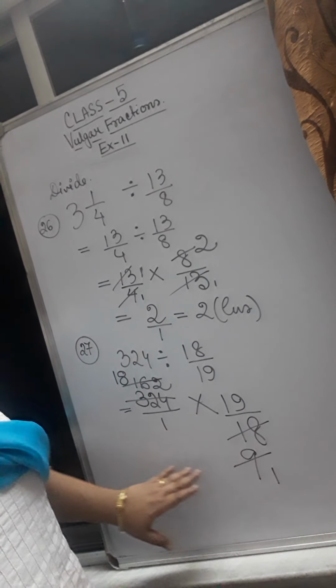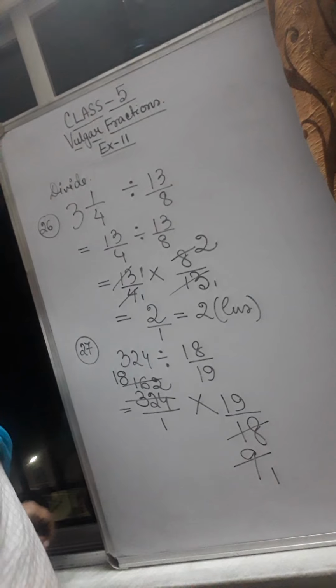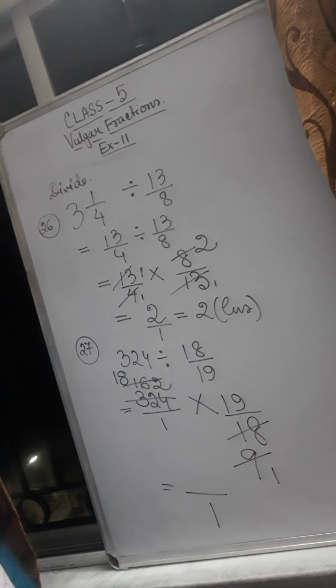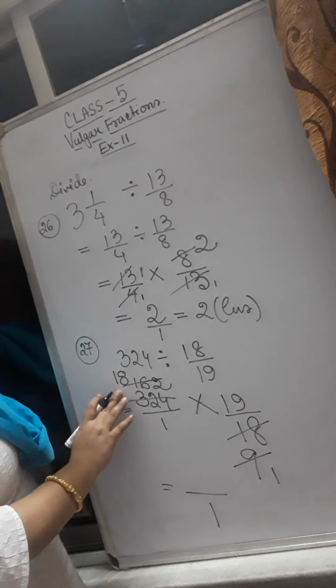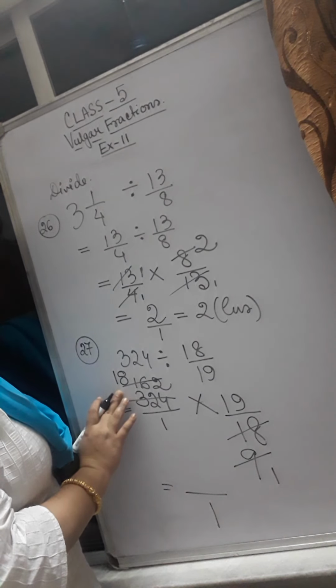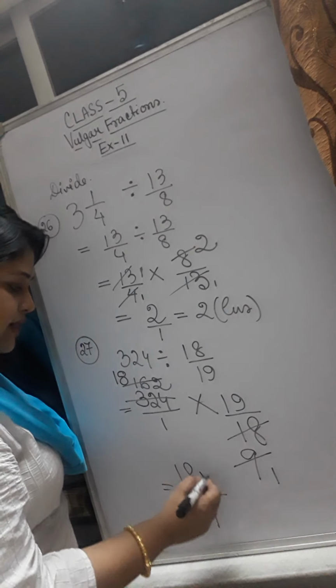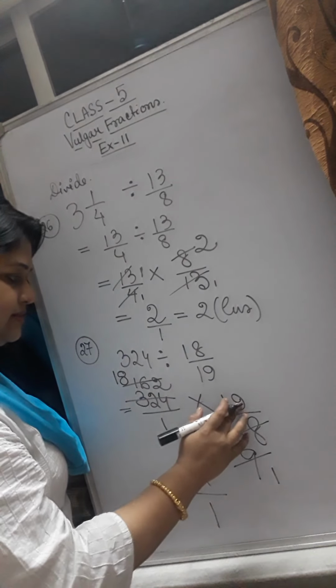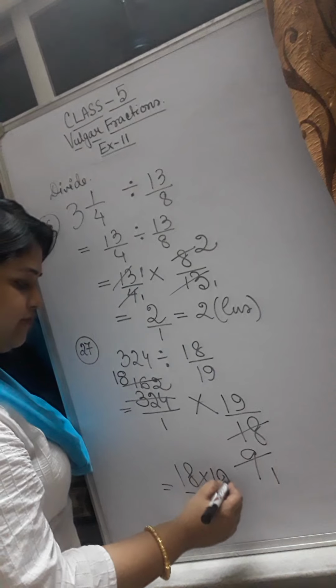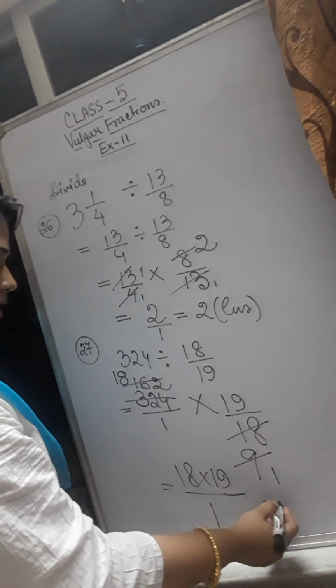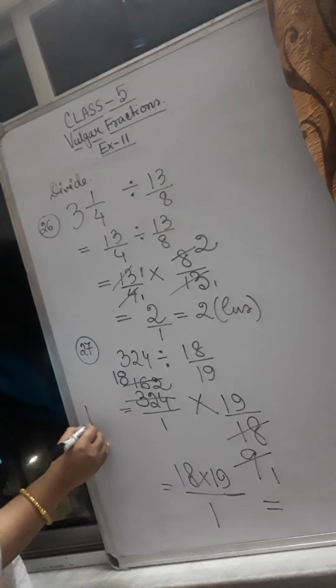Down part you have only 1. So 1 into 1 will give you only 1 in the denominator part. And in the top part, what you have to do? After cancellation, 18 you are getting over here, and in this fraction the numerator is 19. So multiply the numerators, after cancellation, after bringing them into lowest terms. So 18 into 19.